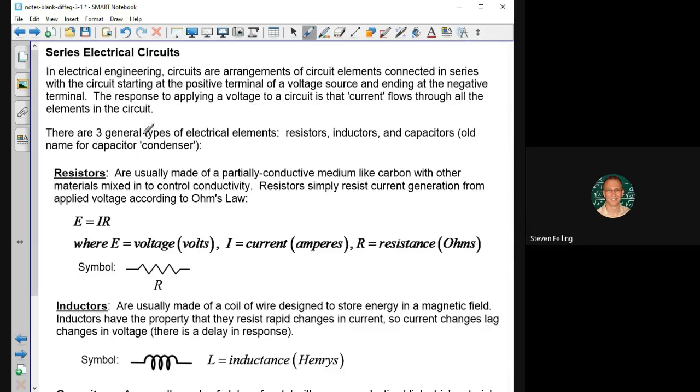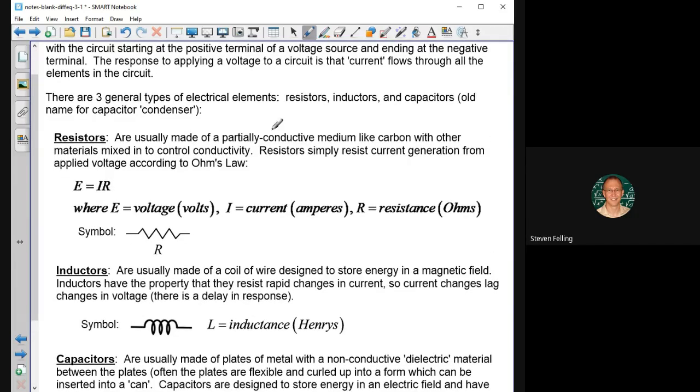There are three general types of electrical elements. One is called a resistor, one's called an inductor, and one's called a capacitor, or the old name for a capacitor is condenser. So if you ever talk to a mechanic, like an airplane mechanic or an auto mechanic, they might refer to a condenser. That's another name for a capacitor. All right, so what is a resistor?